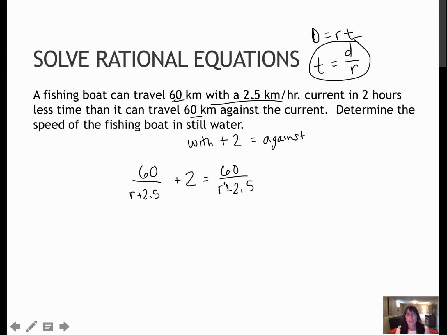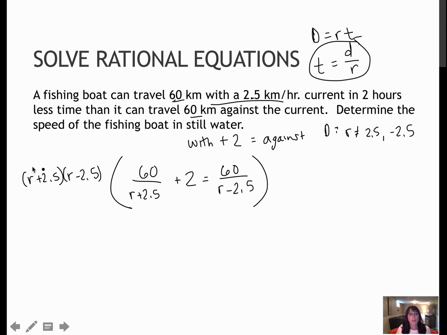I'm looking for the common denominator. Let's go ahead and restrict the domain. So the domain is that r can't be 2.5 or negative 2.5. I'm going to take everything times my least common denominator of r plus 2.5, r minus 2.5, and that's going to be times every single term.